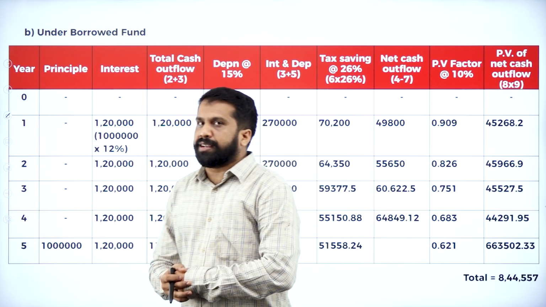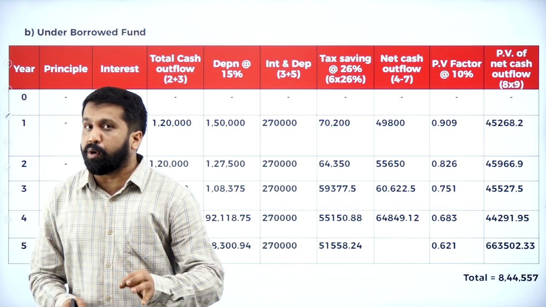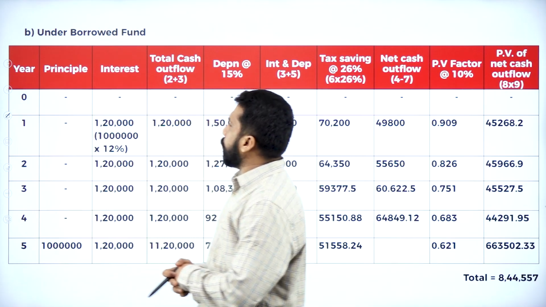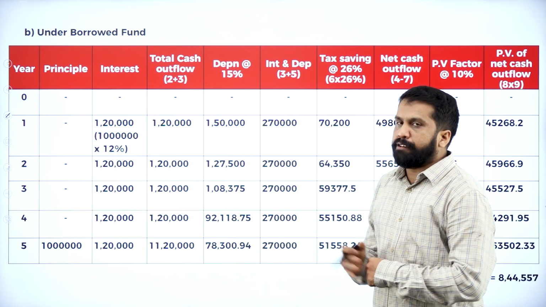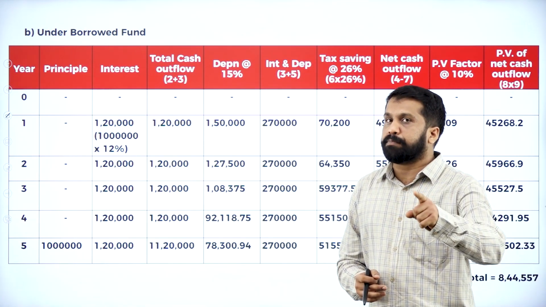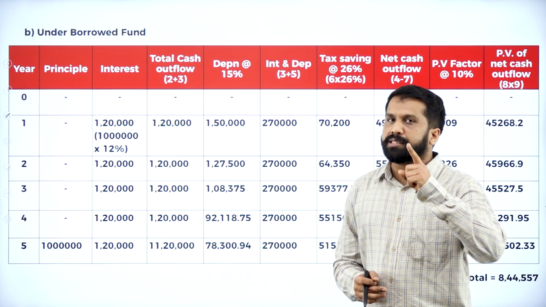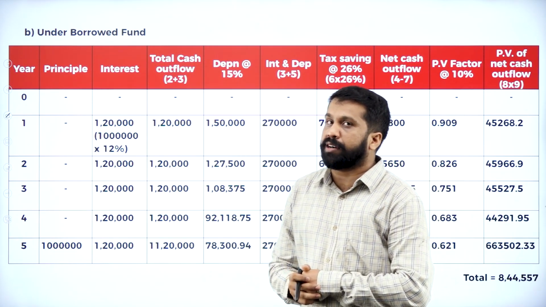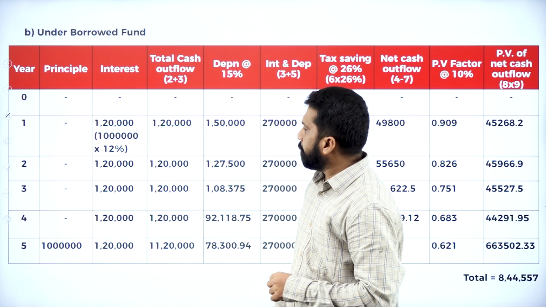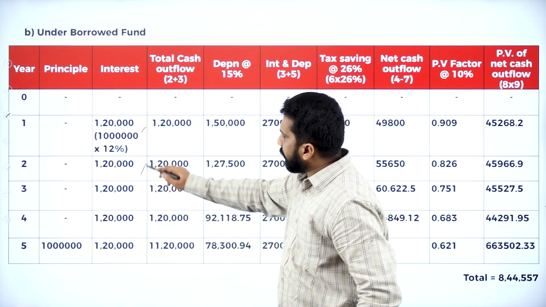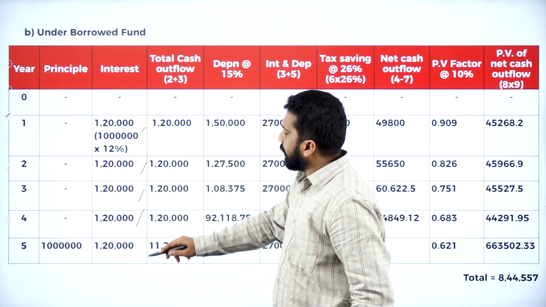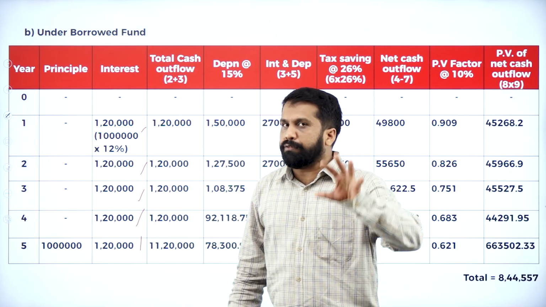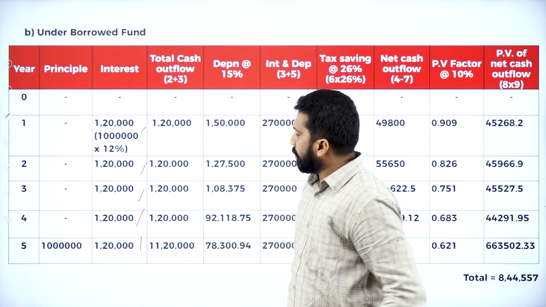What is the next one? The next one will be called as borrowed fund. Under borrowed fund, what you are supposed to do? If you borrow this, how much you are supposed to pay interest? 12%. How much you will borrow? 10 lakh. 10 lakh into 12%, how much? 1,20,000. All 5 years you are paying 1,20,000.